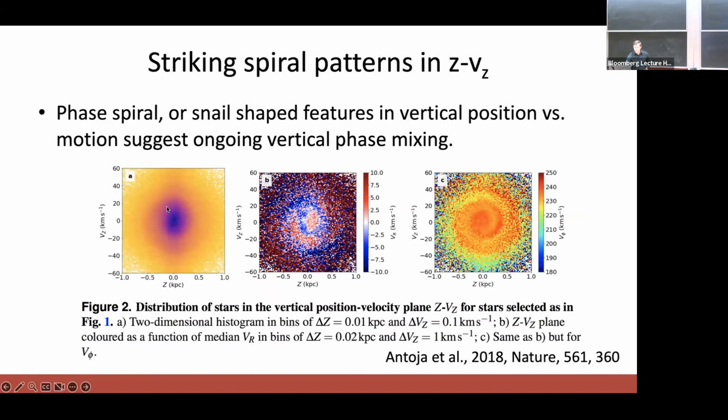And you see a spiral pattern pop out just about in the number density of stars. It's kind of faint. Radial velocity, you have a hint of it as well, still not very clear. But in azimuthal velocity, it really pops out and you get this striking spiral or snail-shaped pattern in the position and motion of stars above and below the disk plane. And this is some indication that there has been some vertical perturbation to our galactic disk and it is phase mixing back towards equilibrium.